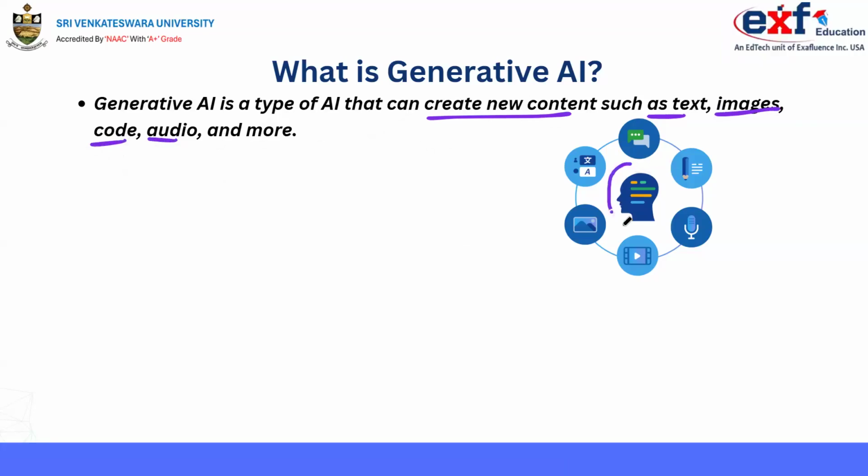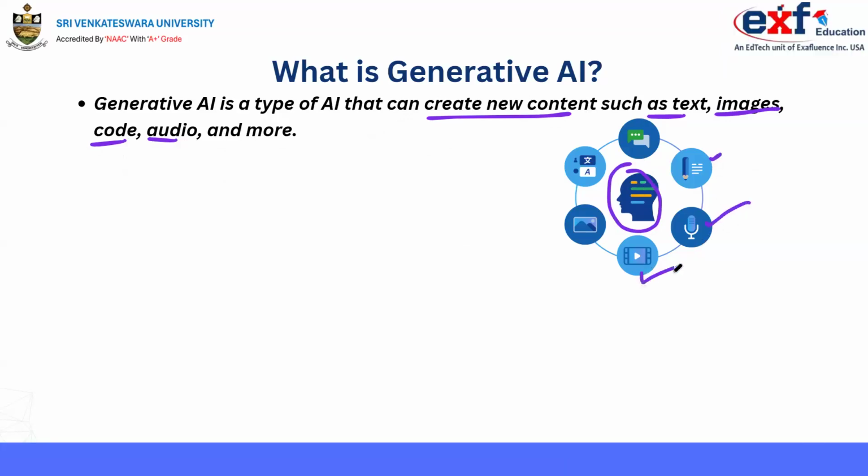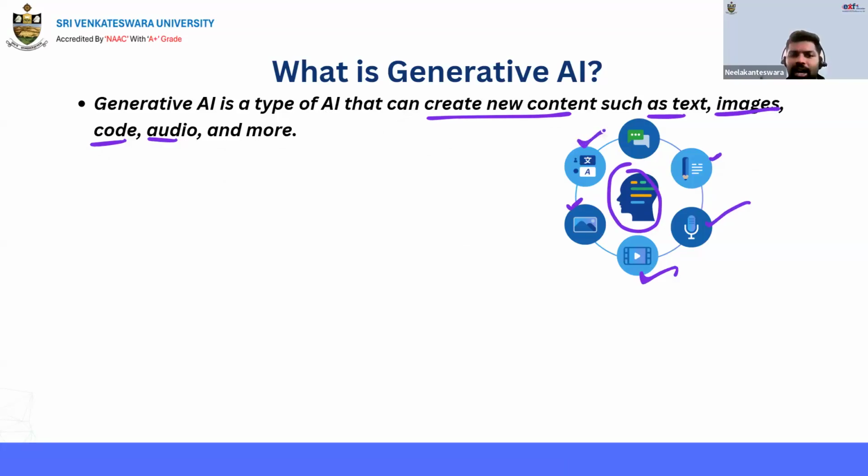Observe the image clearly. Here this is generative AI, and it can generate text, voice, videos, images, and code, maybe in different languages like this. That is the main thing about generative AI.